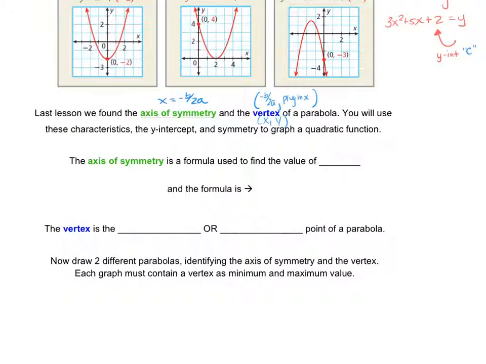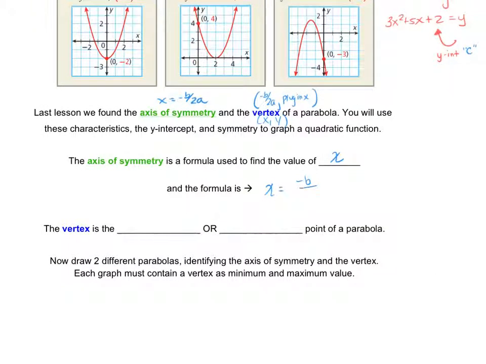So just to summarize, the axis of symmetry is a formula used to find the value of x, and the formula is x equals negative b over 2a. The vertex is the maximum or minimum point of a parabola. It's an ordered pair, x comma y.